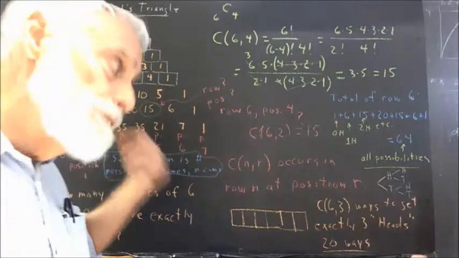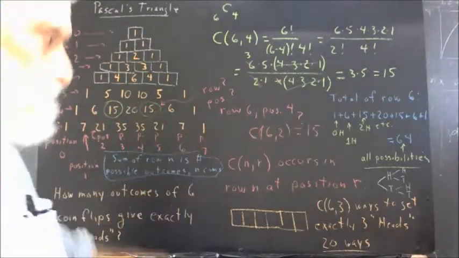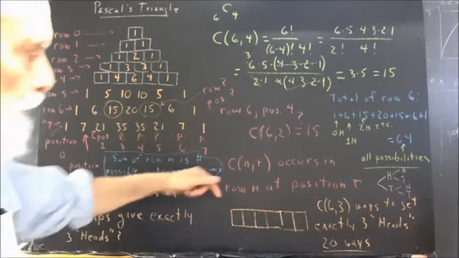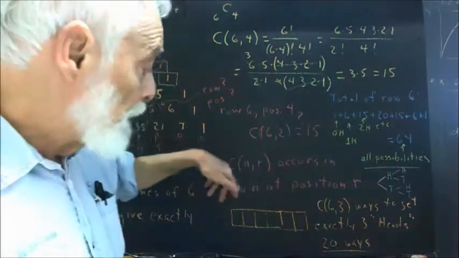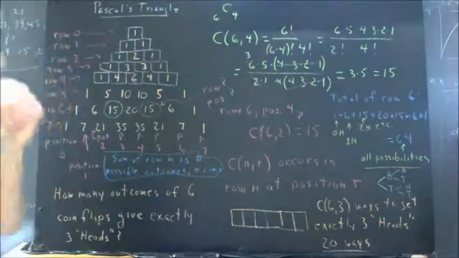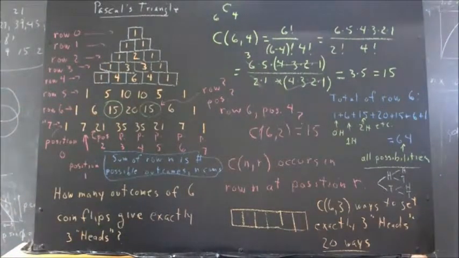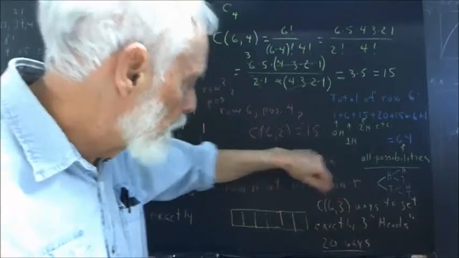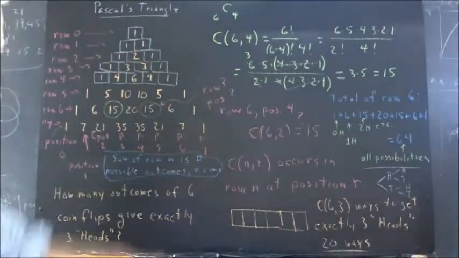Okay? Well, there are exactly 20 ways to do that, because the number of ways to fill in exactly 3 heads, and then the resulting 3 tails, is the same as the number of ways of choosing 3 of the 6 positions in which to put the 3 heads.